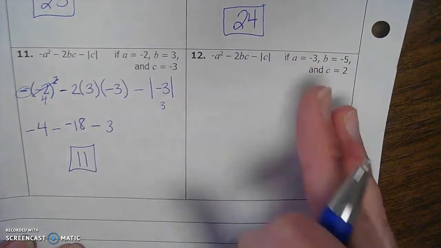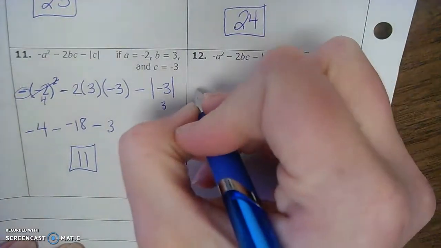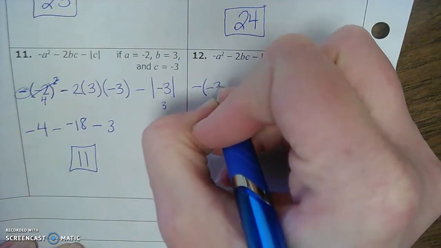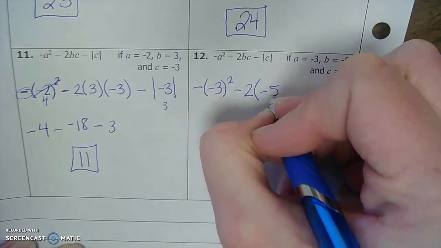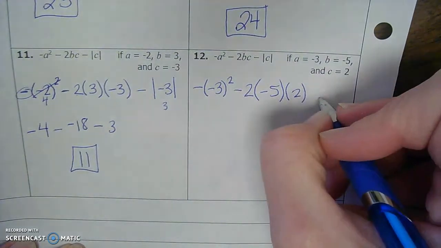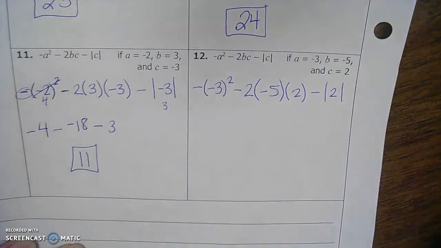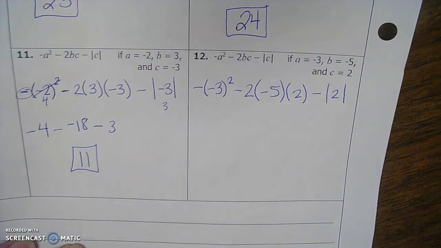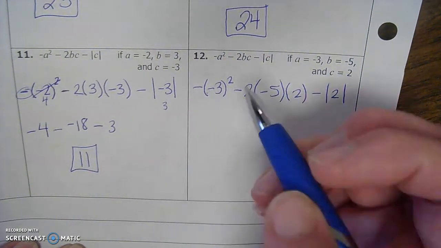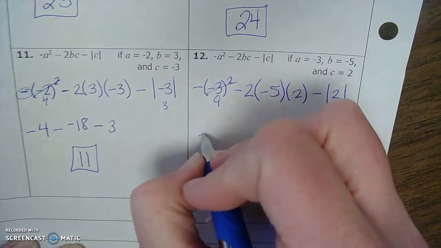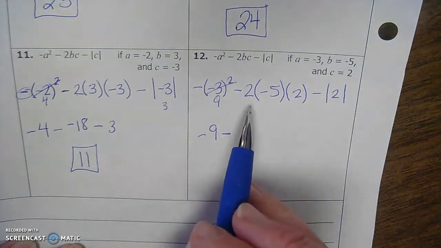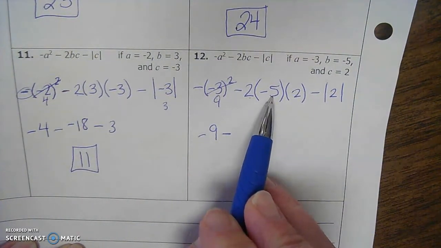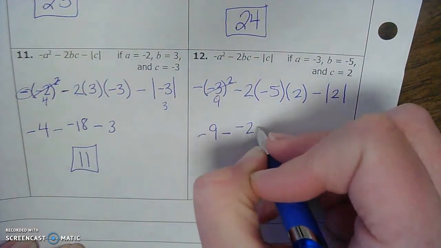And finally, number 12, same thing. Negative parentheses, negative 3 squared minus 2 times negative 5 times 2 minus the absolute value of 2. Negative 3 squared is 9, and then we need to make it negative. So negative 9, I'm going to put the minus sign. 2 times negative 5 times 2 is negative 20.